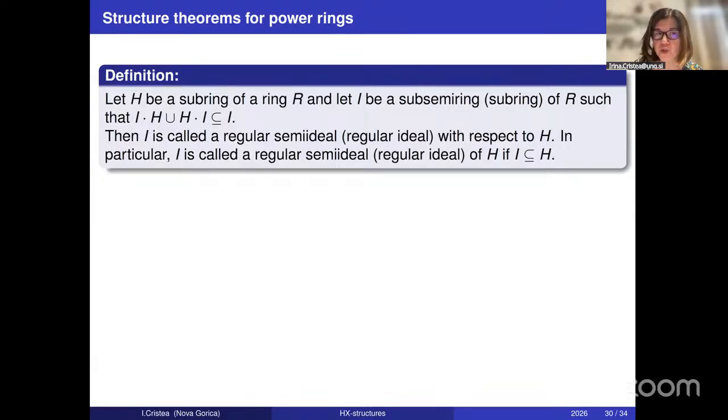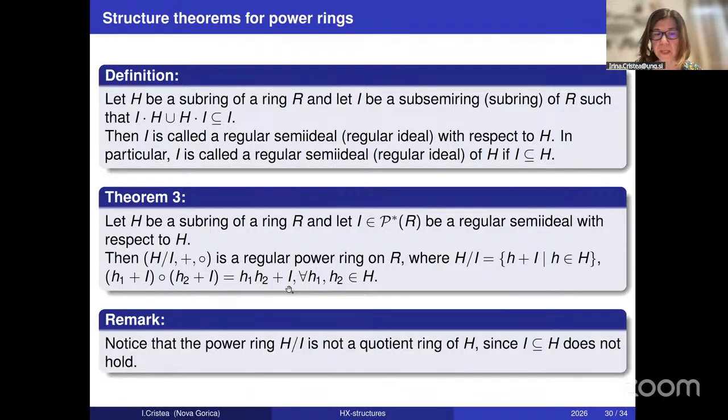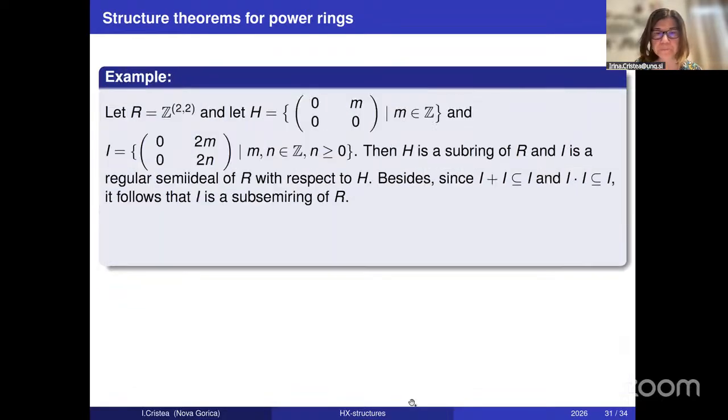The other notion that was useful was the one of regular semi-ideal with respect to a subring H. So you see here the definition, and this was again used in order that the condition was fulfilled. What is important to notice is that the power ring H quotient I is not a quotient ring. So it is a power ring because there is not this inclusion between the sets I and H. So there is no relationship between these two.